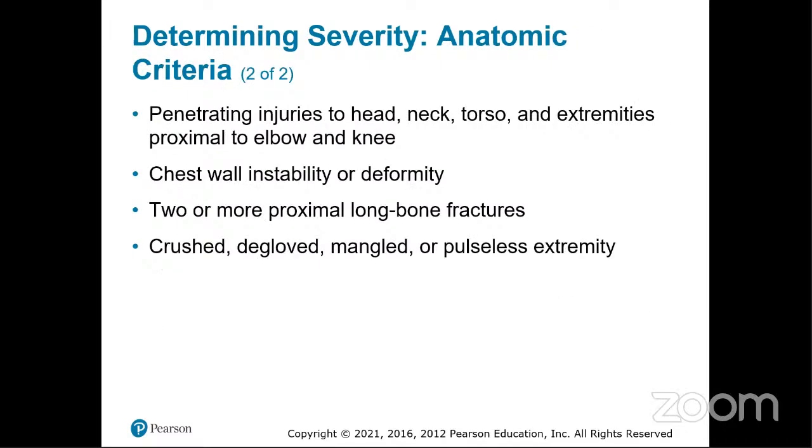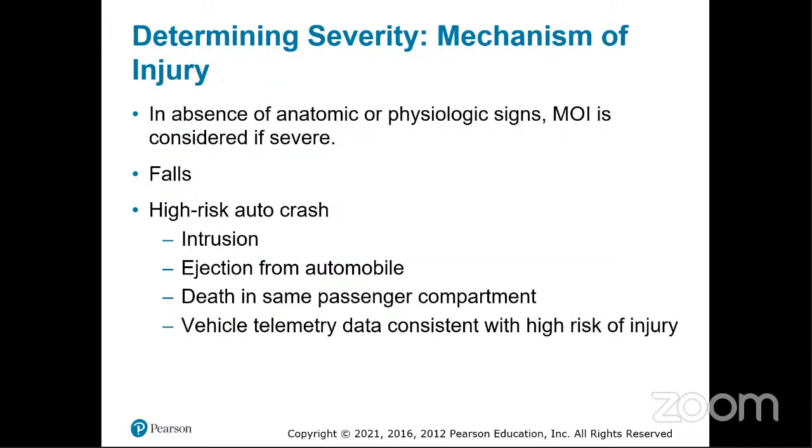So a degloved is if the skin's been pulled off of an arm or a digit, usually your toe. If it's mangled and been caught in something. Industrial accidents is where you usually see those crushed, degloved, and mangled pulseless extremities.